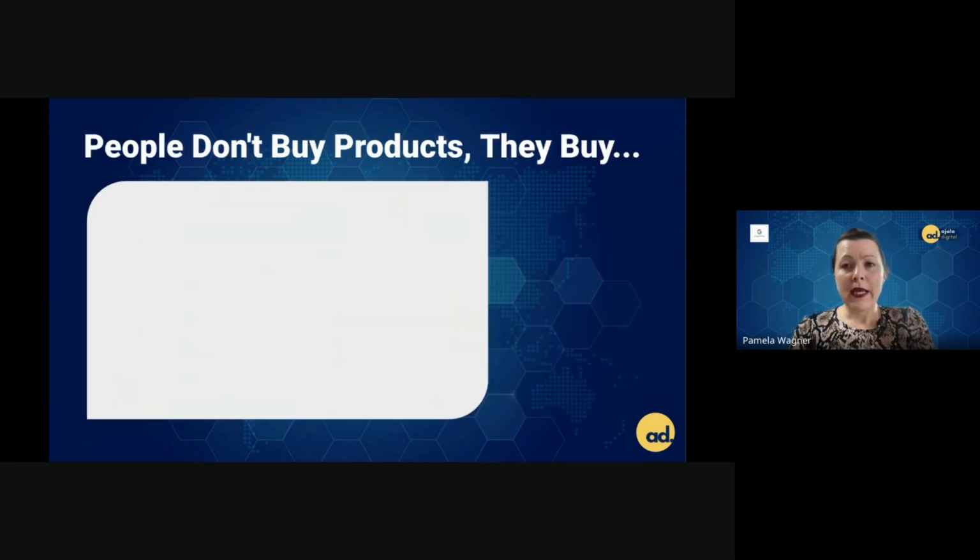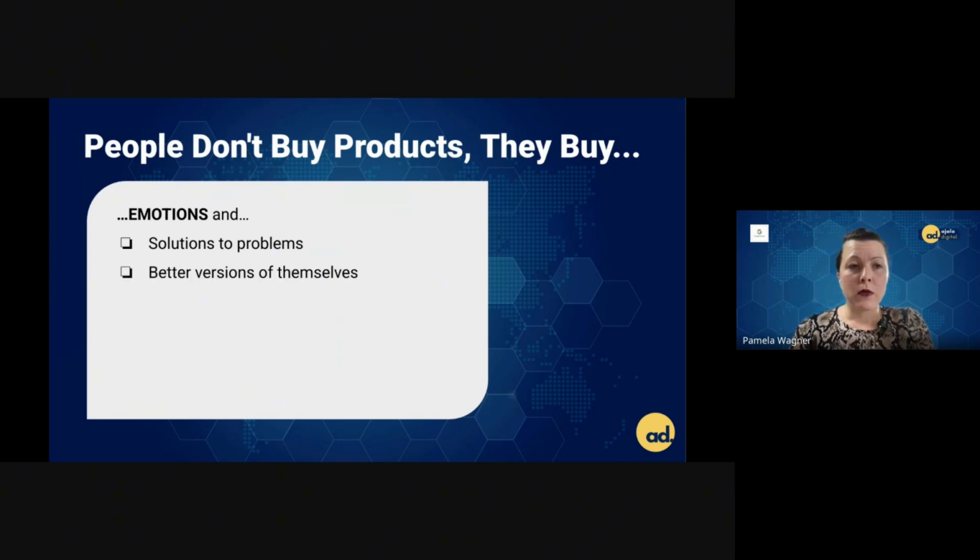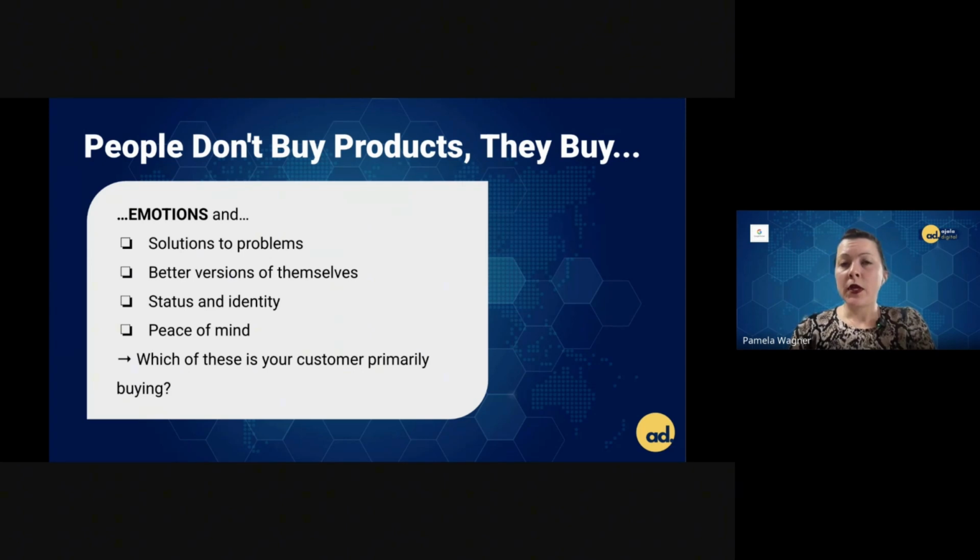Now, getting into why people buy from you. They don't buy products, they typically buy emotions, solutions to problems. They buy better versions of themselves. They buy status and identity. They buy peace of mind. And when you look through these, think about it for a second for yourself. What do people really buy from you? If you look into what you're currently selling or distributing or promoting, most likely your customers are purchasing one of these 4 options, right? And if you have pen and paper, feel free to write that down.